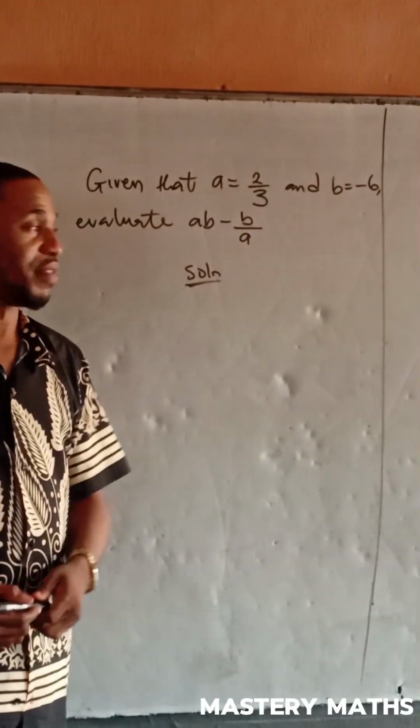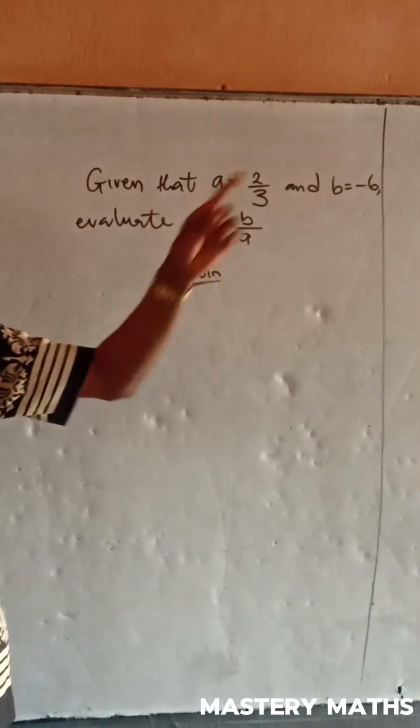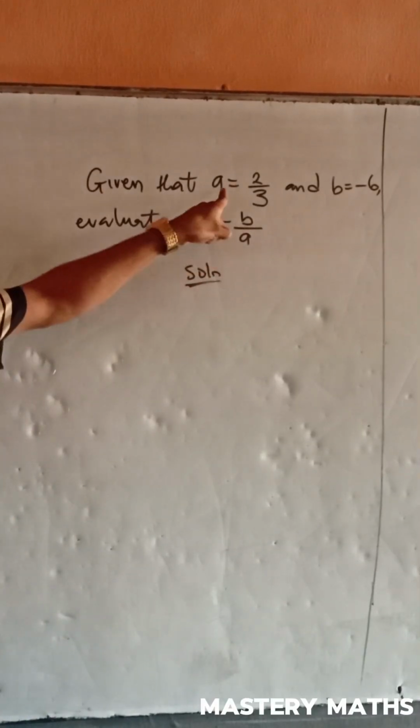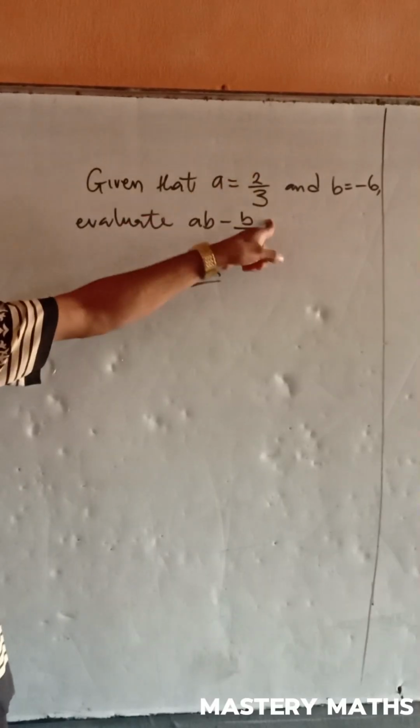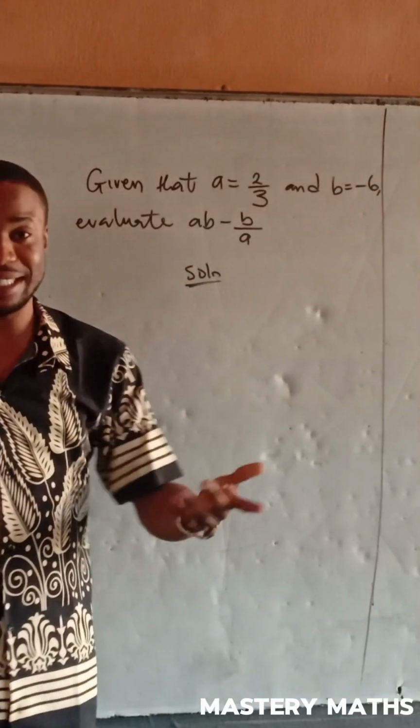Now, this is very simple. How do we do this? Very simple. First of all, we need to substitute, replace. It means that anywhere you see your A, replace it with 2 over 3, and anywhere you see your B, replace it with minus 6.